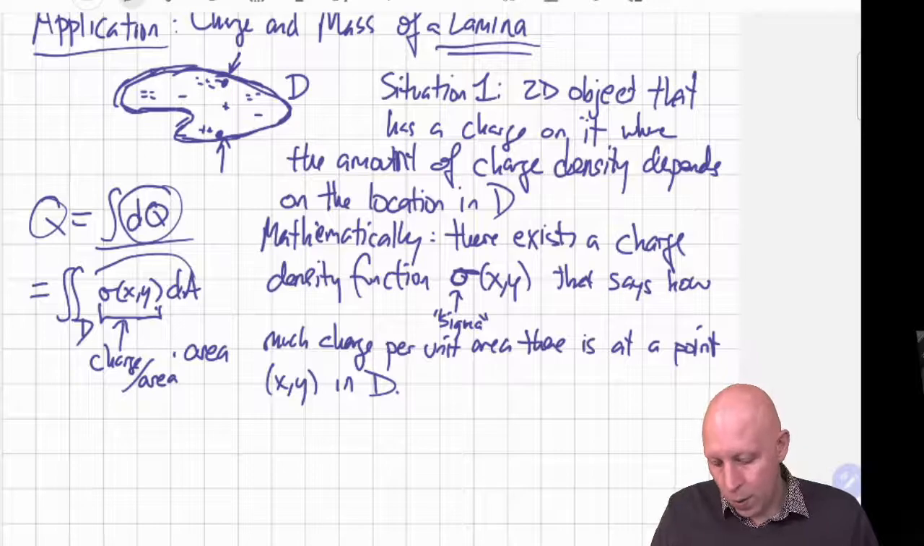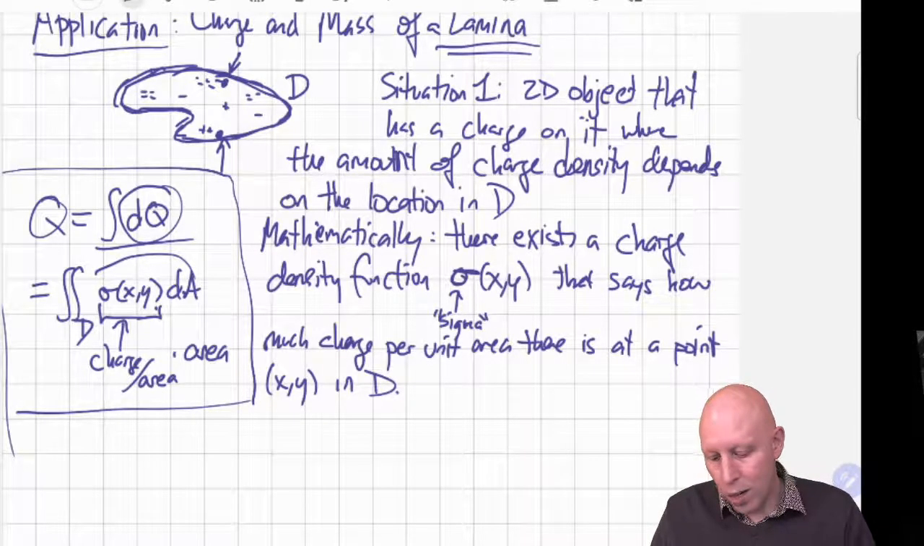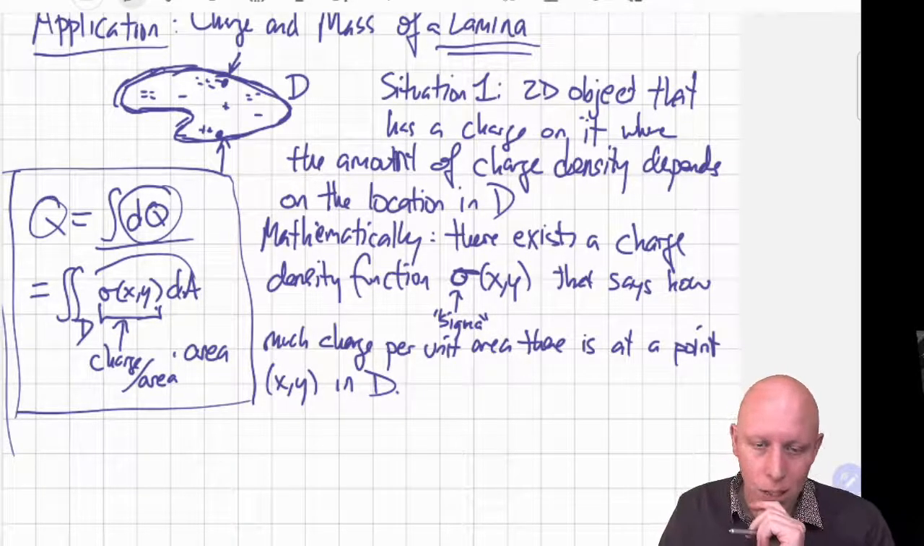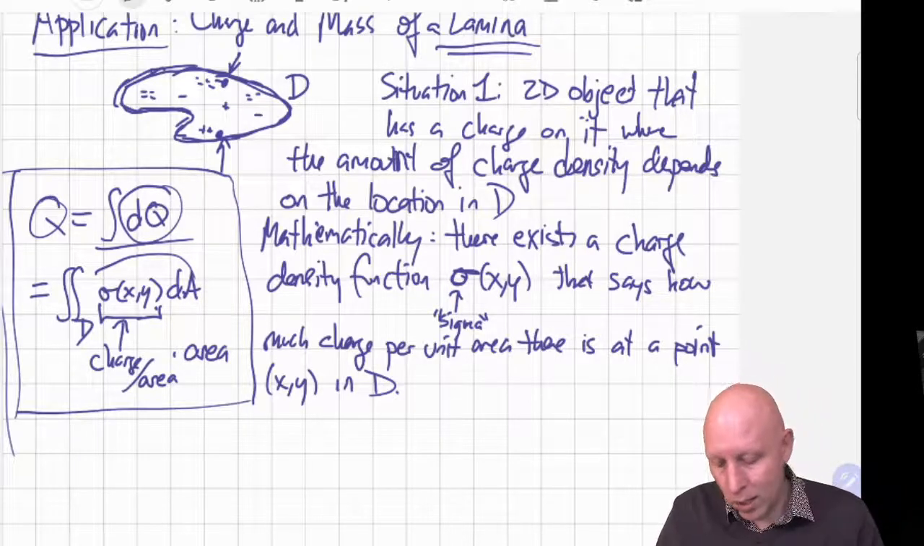So when you have a charge density function, or an anything density function, then you can take the integral of it with respect to x and y, and that's going to give you the total charge.